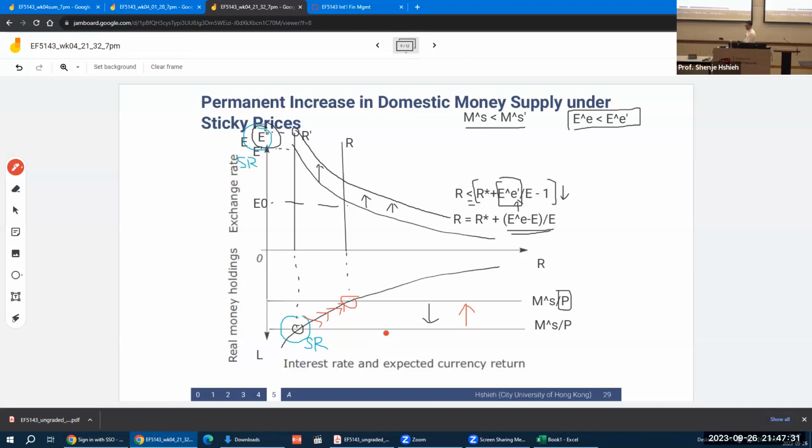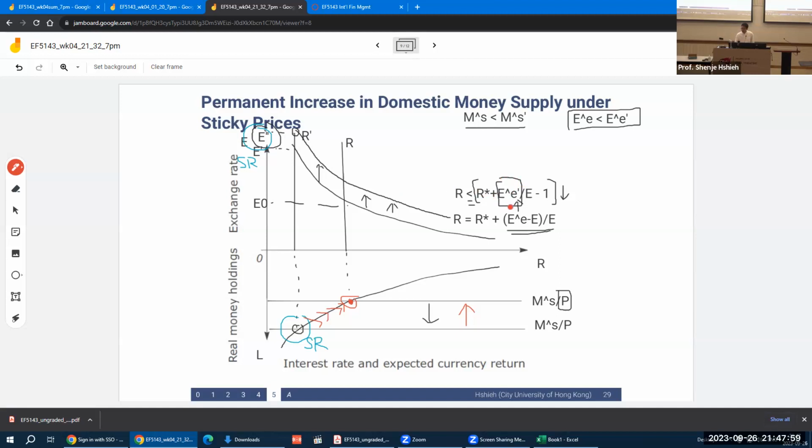Make sense? Because as prices increase by the same proportion or same amount as the increase in money supply, the impact from the short run change is going to be undone. And so there's going to be no change in interest rates in the long term. That's what flexible prices mean, right? Prices will reflect any sort of change in money supply.